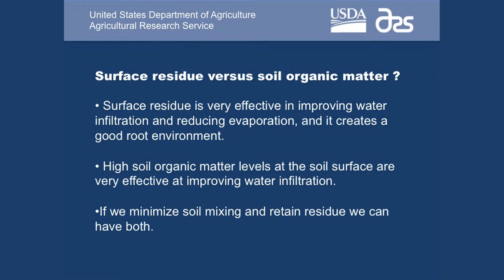Unless you have sources of organic matter available, which is wonderful stuff if you get your hands on it and if it works into your farming system. But if you don't, surface residue is very effective at improving water infiltration, even in the first year. Even if you throw residue over plowed soil, it improves water infiltration immediately. But it's much more effective if you do that year after year, have residue cover on the surface, the organic matter increases near the surface, and that improves water infiltration. If we minimize soil mixing and retain residue, we can have both surface residue and higher soil organic matter near the surface.